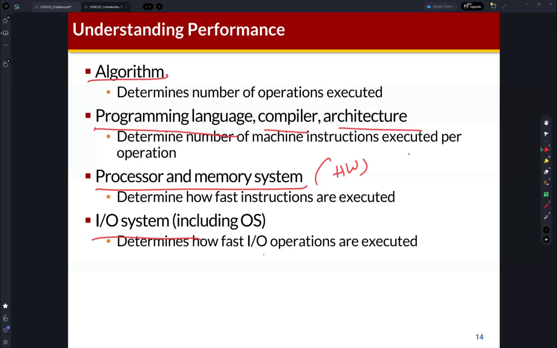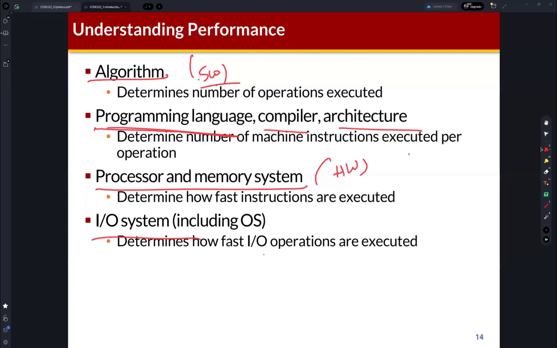Like the algorithm, it is the software part, right? If we just use a better algorithm, then you can increase the performance of our application. This is also important. That's why algorithm is also a very important course in this department, right? So algorithm is also a mandatory course. And then programming languages like C or Python, which is better? Python is easy to learn, but much slower.